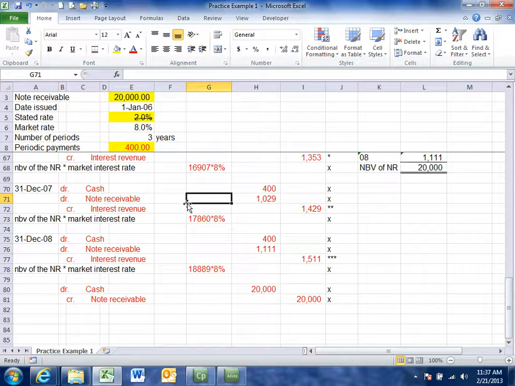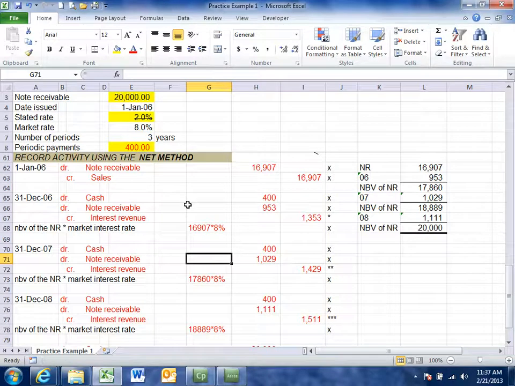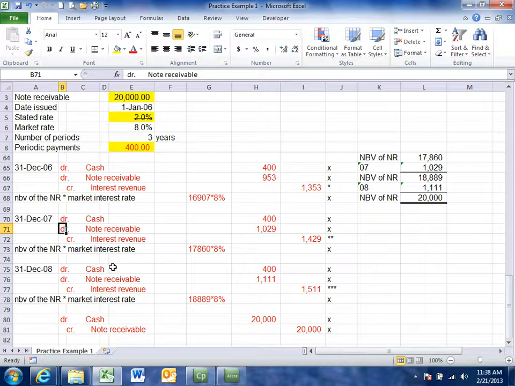And that's how the net method works, right? Your initial entry sets up the note and credits revenue for the present value of the note, what you calculated in the first part of the question. Then each year we record our cash for interest. We credit interest revenue using the effective interest rate method, i.e. net book value of the note times the market interest rate. And then we plug the difference to note receivable. Same thing in 2007: debit cash, calculate and record interest revenue, plug the difference to the note. And at the end of that time, the note is sitting at the face value of $20,000, so we can simply debit cash, credit note.